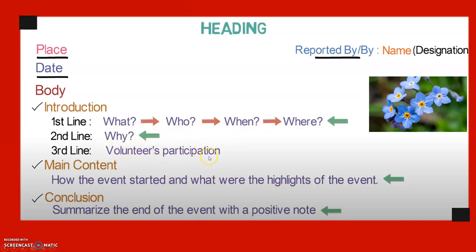And volunteers' participation, like if you're writing, like we are doing, on an event. Today we shall see a report on an event. So volunteers' participation. Then the main content: how the event started, and what were the highlights of the event. You're going to write about how it started, and what were the highlights, meaning the main things of the event.